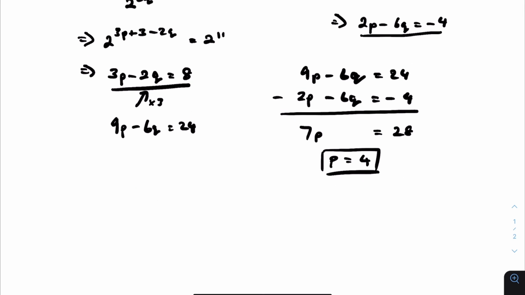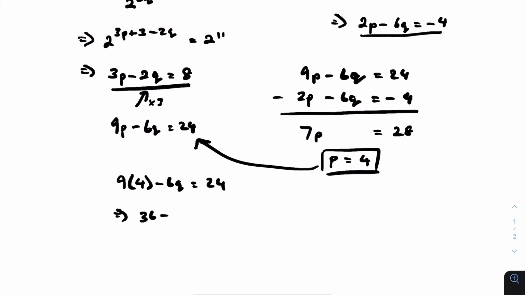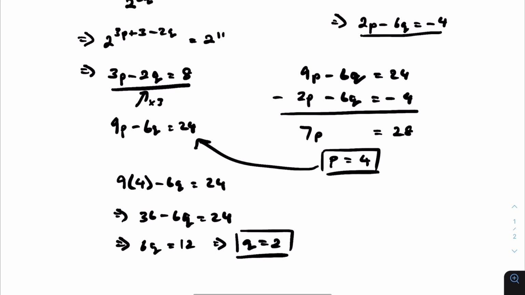We can just use this equation over here to help us. We're given that 9p minus 6q is equal to 24. So 9 times 4 minus 6q is equal to 24, which gives us 36 minus 6q is equal to 24. If you rearrange a bit, you get 6q is equal to 12. So q is equal to 2. Therefore, to solve these equations, we get p is equal to 4 and q is equal to 2.